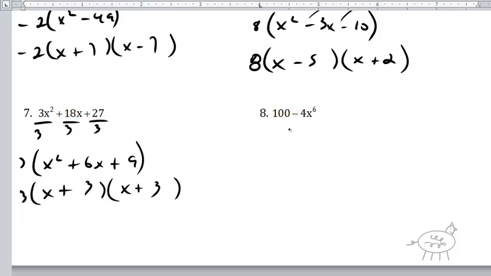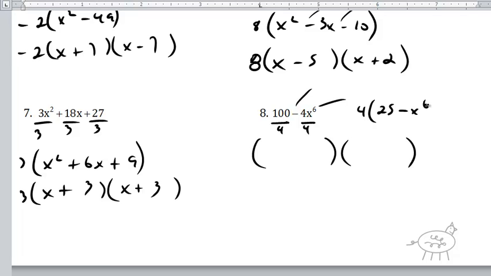Okay? And the last one, it's kind of confusing a little bit, but it's a difference of 2 squares, because that's a perfect square, that's a perfect square, that's an even number, and there's a minus sign between them. So the first thing I'm going to do is take the greatest common factor out. Do you guys agree I can take a 4 out of here? So if I take a 4 out, I get 25 minus x to the 6th. Always look to see if you can do that. So then my next line is 4 times, square root of 25 is 5, square root of x to the 6th is x cubed, plus and minus, and that's your answer.